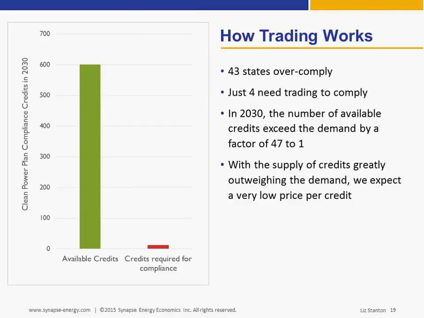In comparison to the amount of available credit, the extra over and above compliance that would be going on in 2030, that available extra credit really swamps out the credit that's needed. Part of the assumption here is that because of that dynamic, where there's so much more supply for these certificates than there is demand, it would push the price down very low. And so we're assuming a marginal price of just a dollar a ton for compliance credits.